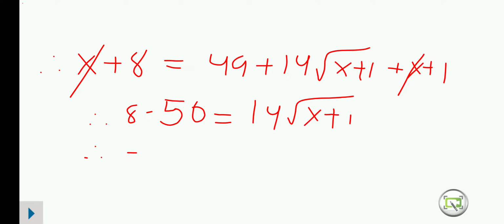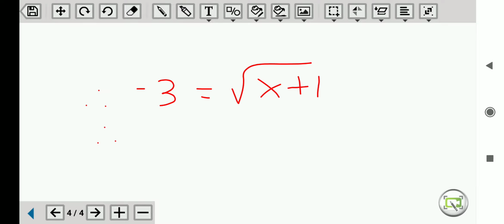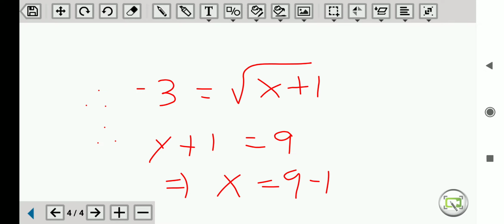Therefore, minus 42 by 14 is equals to root x plus 1. Therefore, minus 3 is equals to root x plus 1. Therefore, x plus 1 is equals to 9. Implies x will be 9 minus 1 is equals to 8.